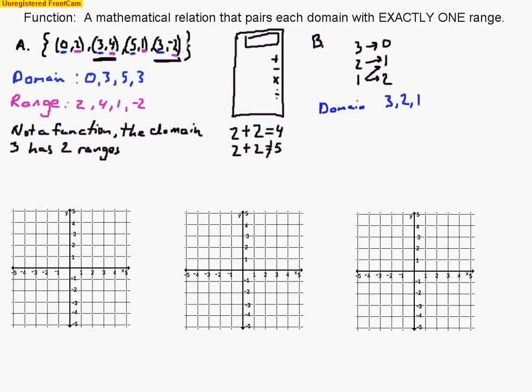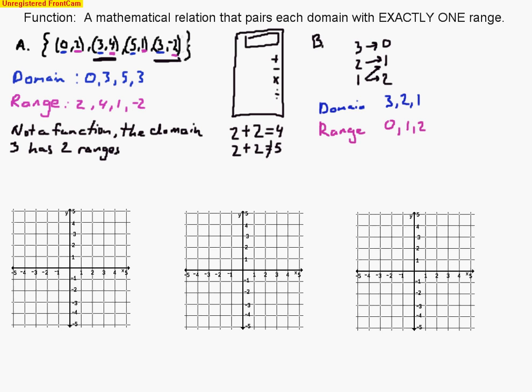And those numbers, the second number represents, what is that called again? Yeah, hopefully you said that correctly. It's the range. The range represents the second component. So the range values are 0, 1, and 2. Well, actually, I'm sorry, 1 ends up repeating because here 1 goes with 1 and 2 goes with 1. But you only need to write it one time.